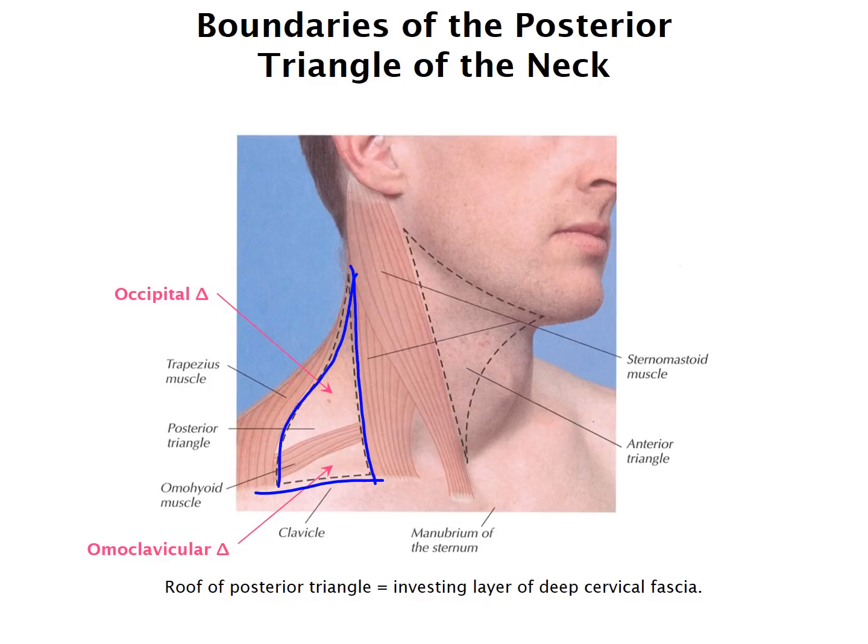The inferior belly of the omohyoid muscle courses obliquely through the posterior triangle of the neck, further dividing it into an occipital and omoclavicular triangle. The occipital triangle is so named because the occipital artery appears in the apex of the triangle. Also realize that the only motor nerve coursing through the occipital triangle is the spinal accessory nerve, cranial nerve number 11, which is responsible for innervating both the sternocleidomastoid muscle and the trapezius muscle.